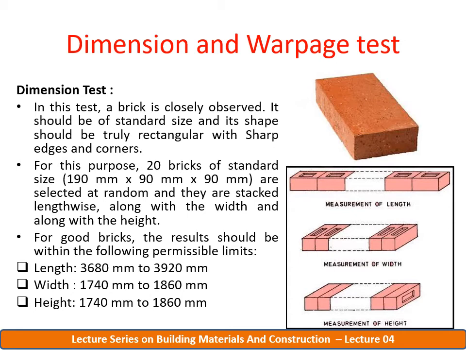For good bricks, the result should be within the following permissible limit. The length should be 3680 mm to 3920 mm. Width should be 1740 mm to 1860 mm. Height should be 1740 mm to 1860 mm. So we'll study about how these types of tests are conducted in the laboratory.